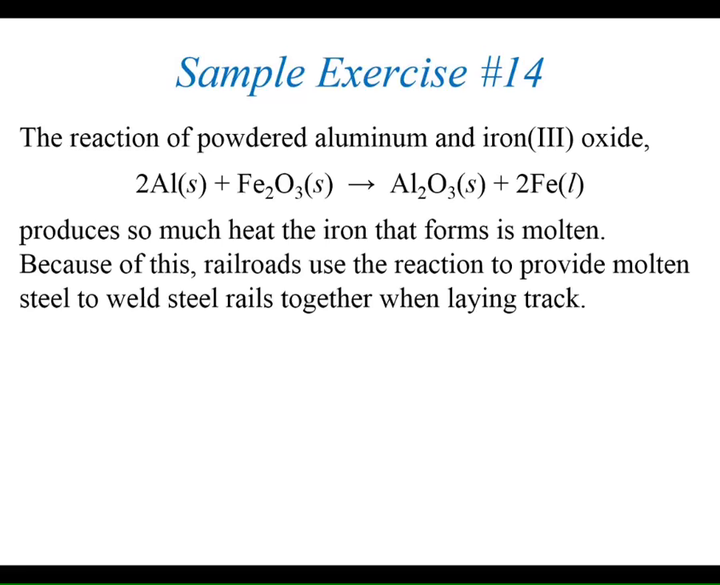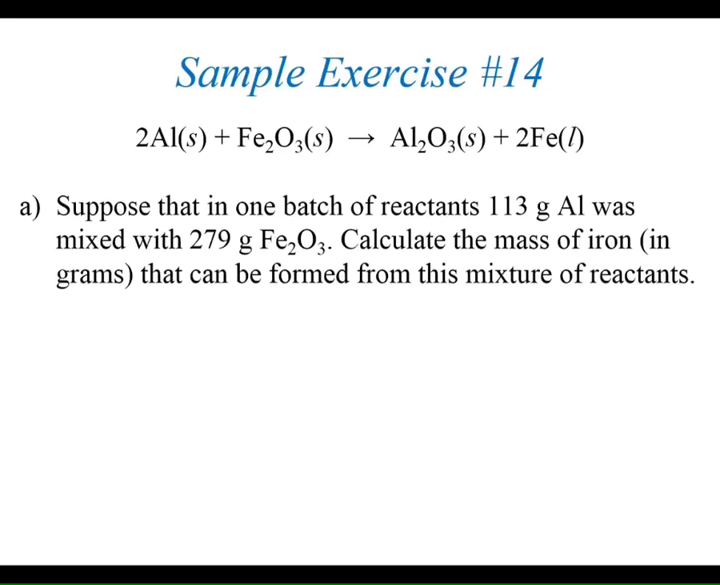So everybody have that reaction written down? Okay, good. So let's look here. Suppose I mix 113 grams of aluminum with 279 grams of this. What mass of iron could I make? Right now what I know is 113 grams of this and 279 grams of this, and I want to know how many grams of this I could make.